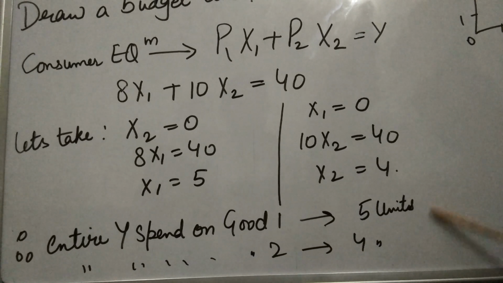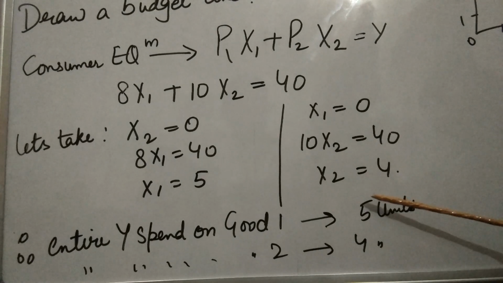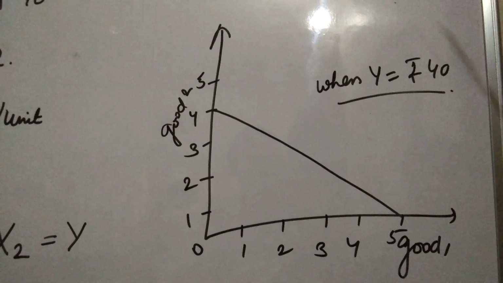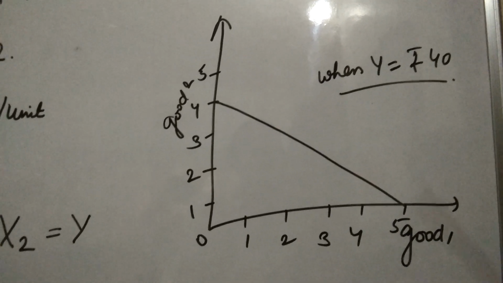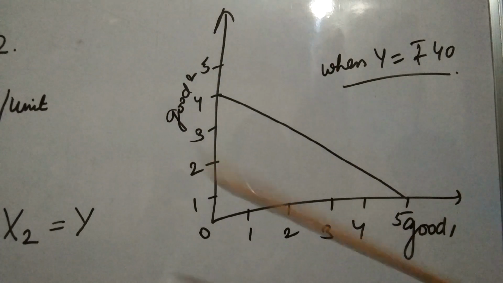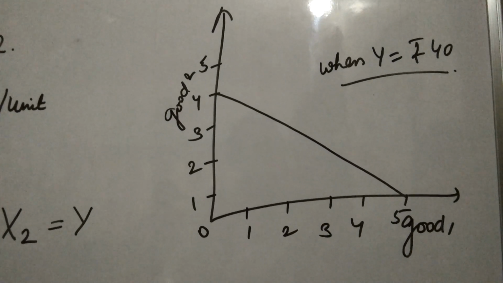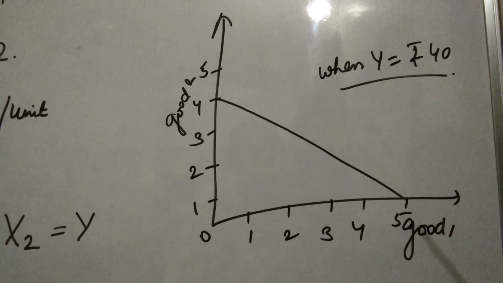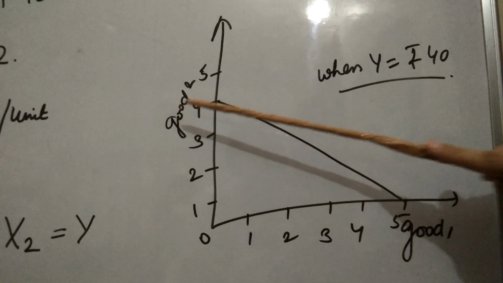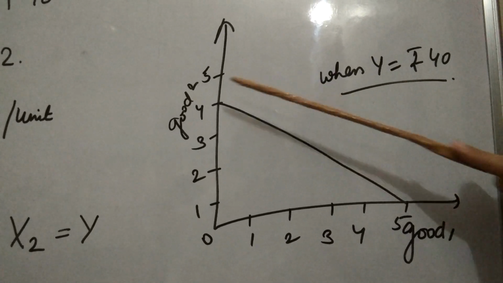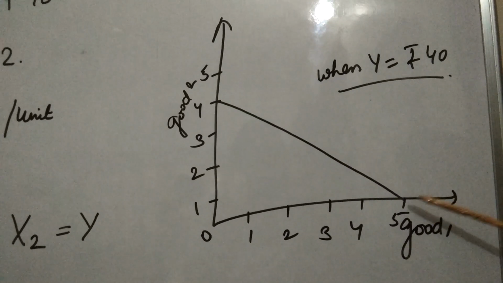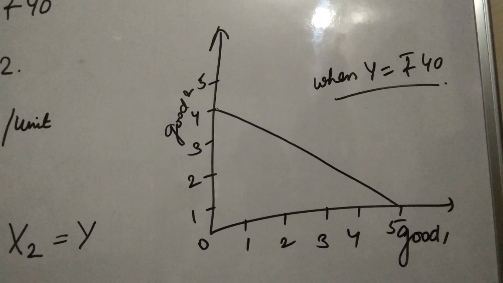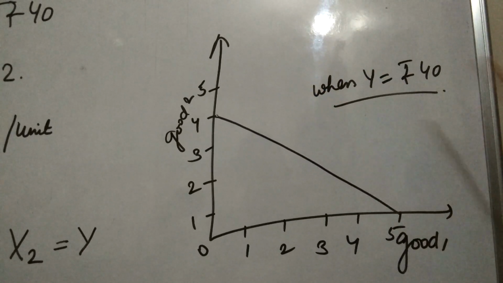So you have a clear idea, the budget line will lie between these 2 points, which is 5 units and 4 units. Okay, coming to the representation of the diagram, as usual on y-axis we'll take good 2 and x-axis we'll take good 1. When I spend my entire income on good 1, I got 5 units. Okay, and when I spend my entire income on good 2, I got 4 units. So it is clear, 4 on the y-axis and 5 on the x-axis is the point where my budget line or the price line will lie. Simply I'll plot it, given my income is rupees 40.